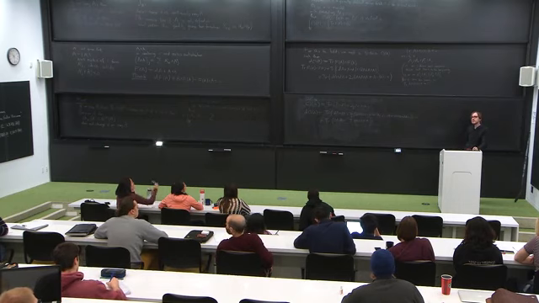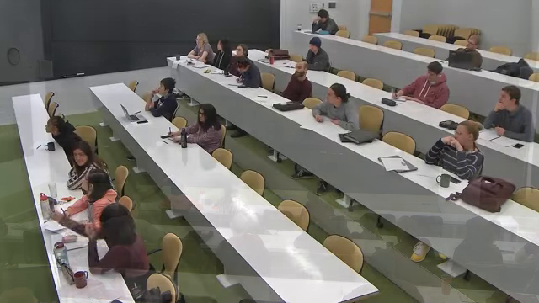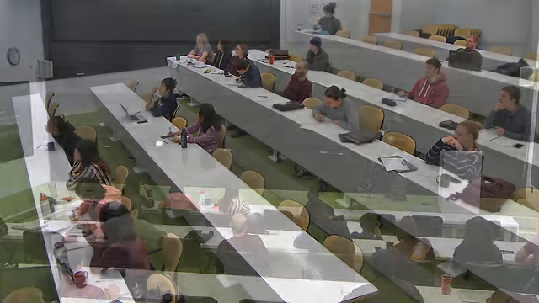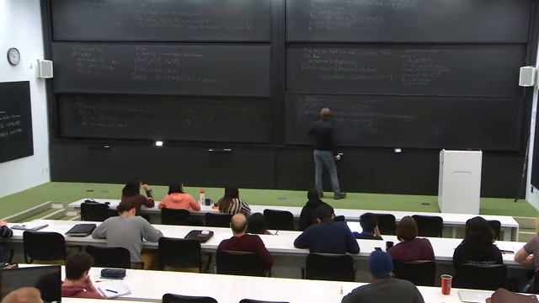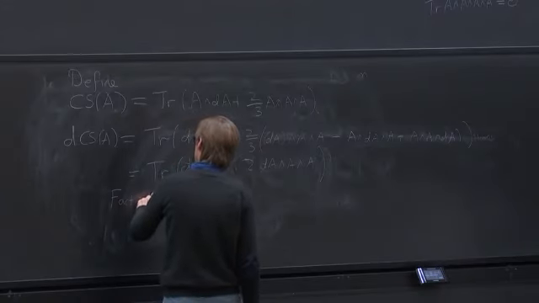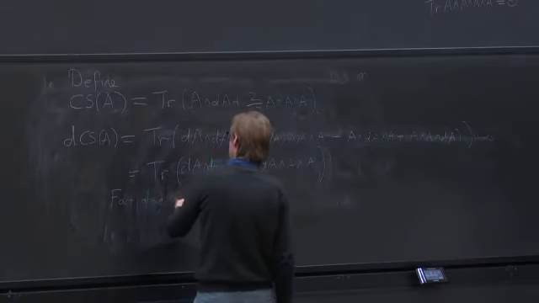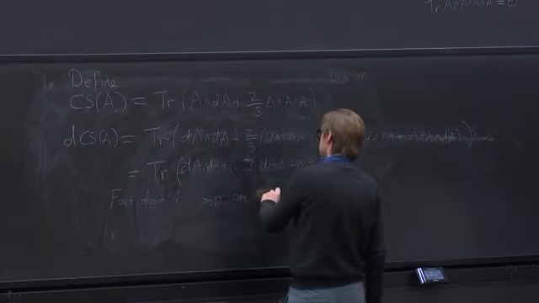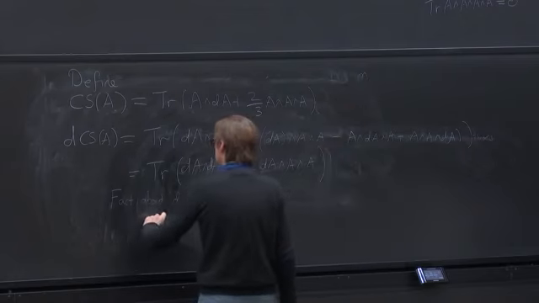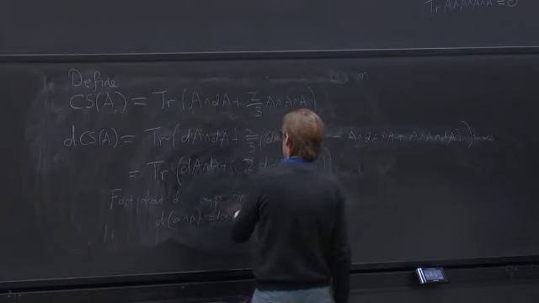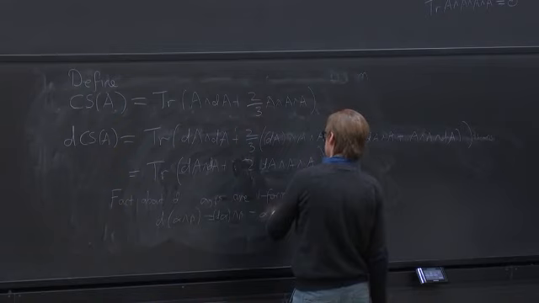Any other questions? And why does the middle term have a minus sign to start with? Yeah, so that's this following fact about the de Rham operator. If alpha and beta are one forms, then d of alpha wedge beta is d alpha wedge beta minus alpha wedge d beta.